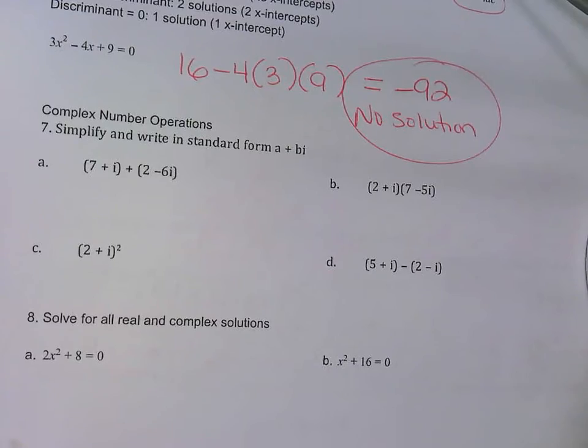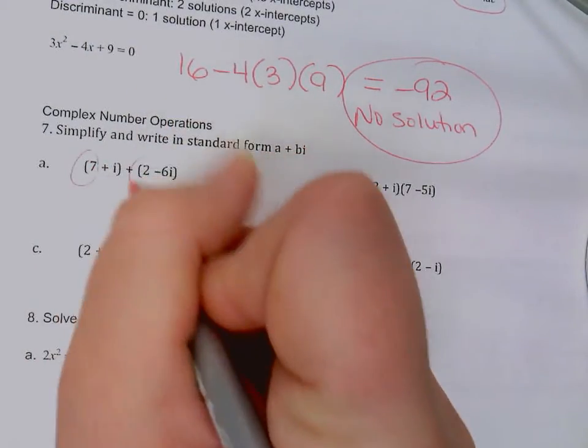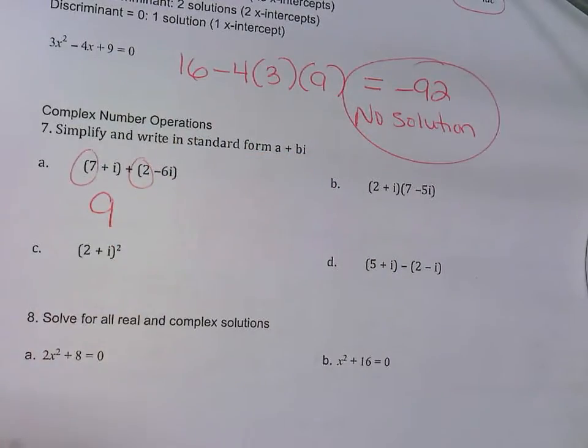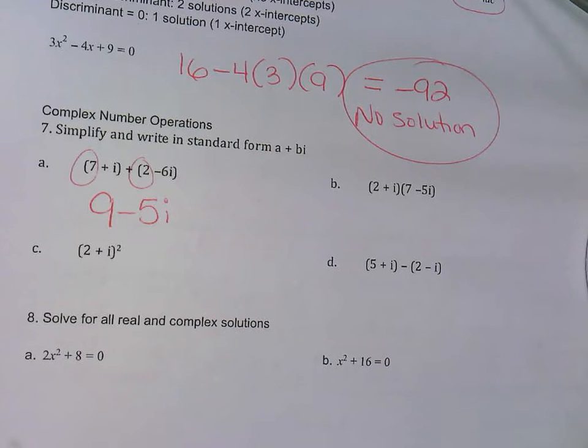Complex number operations. If you are just adding two complex numbers, you're just going to add together the like terms. So I would have 9. And then 1 minus 6i would be minus 5i.